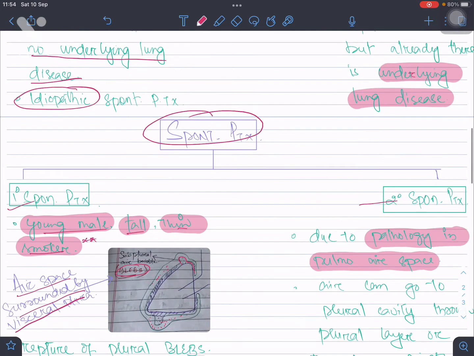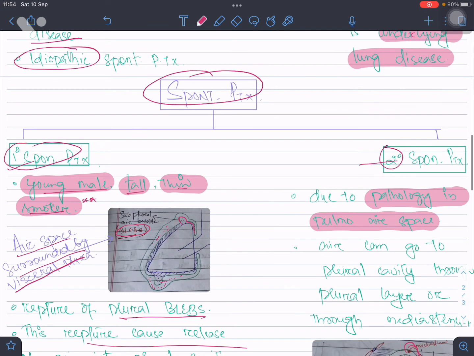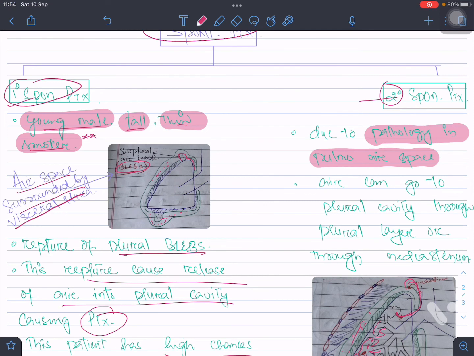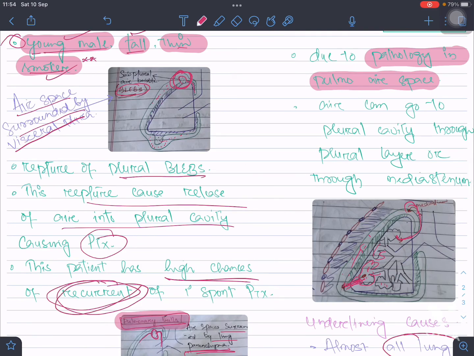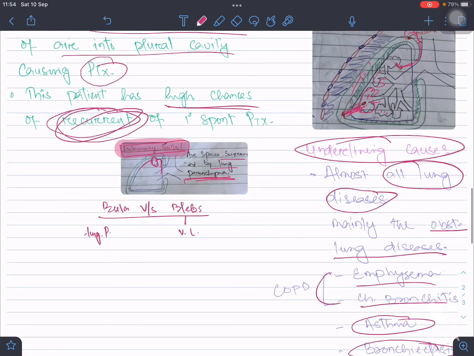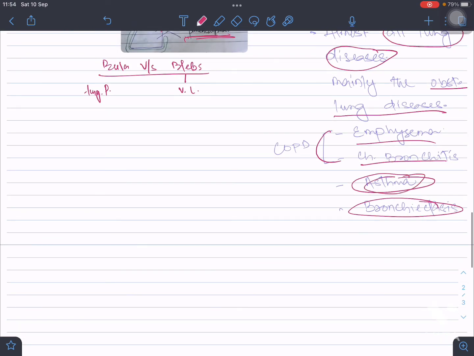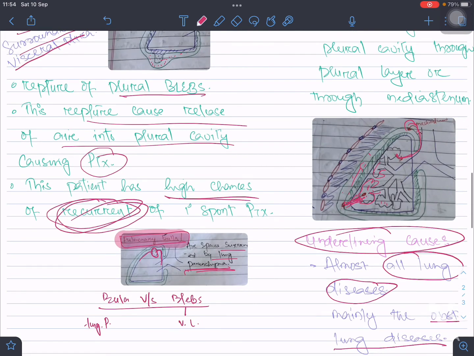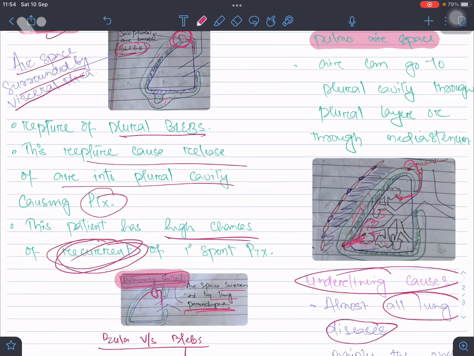Spontaneous pneumothorax is of two types, primary and secondary. Secondary needs some type of serious or mild lung disease, but in primary spontaneous pneumothorax there is no underlying lung disease, but due to the rupture of those blebs, it can lead to primary spontaneous pneumothorax. And the characteristic features of the patient are young, male, tall, thin, and smoker. The recurrence rate is very high. Here in the secondary, there must always be underlying lung disease, that can be COPD, that is emphysema and chronic bronchitis, asthma, and bronchiectasis. So hope this makes the two types of pneumothorax clear.